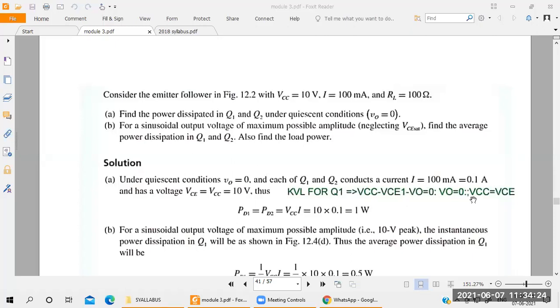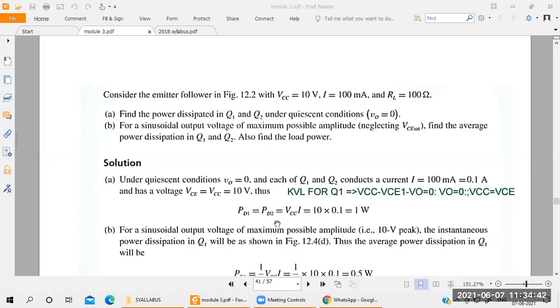So now you have to consider VCC is equal to VCE. VCC is equal to VCE when V0 is neglected. Here the VCC is 10 volts only, so 10 is nothing but VCE. Understood? So you can write the power dissipation for Q1 and Q2 now.